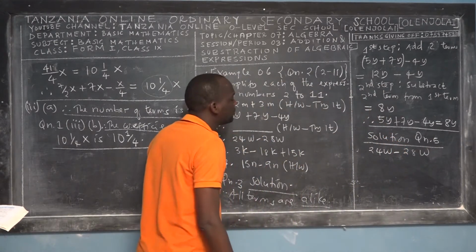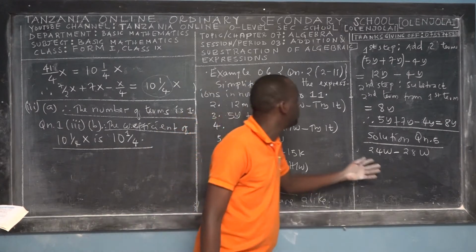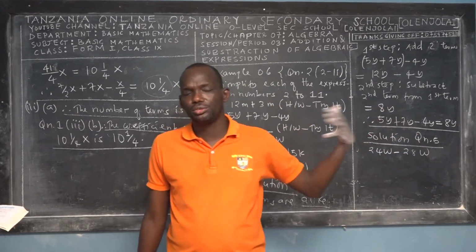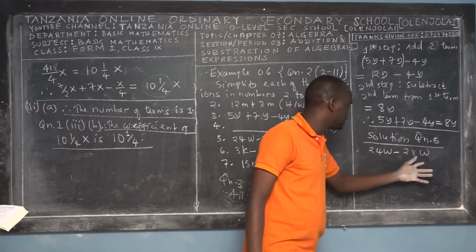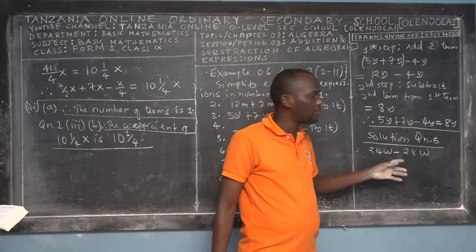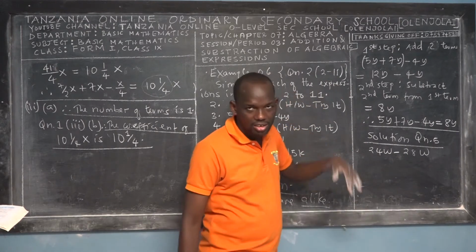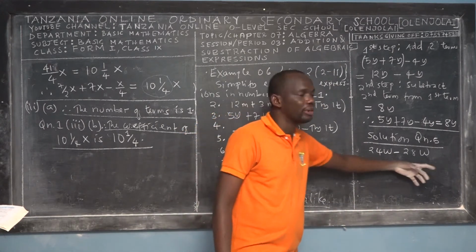How many terms do you have? 2 terms. If you observe, they are like terms. No need for you to write, observe the like and collect like terms. Hakuna haja kupoteza muda. Unaona kabisa kwamba hizi ni like terms kwa sababu kuna W, kuna W.